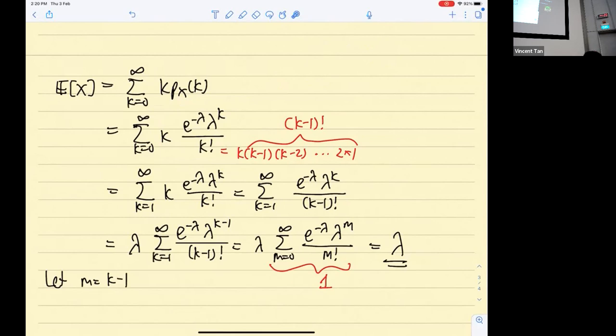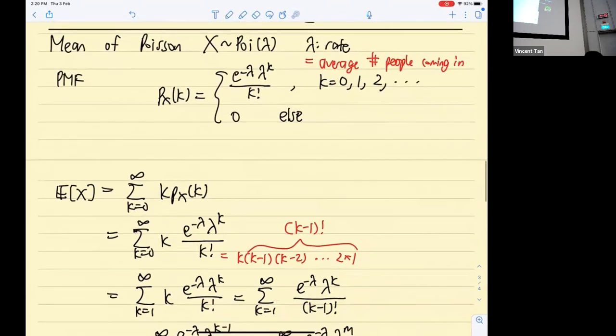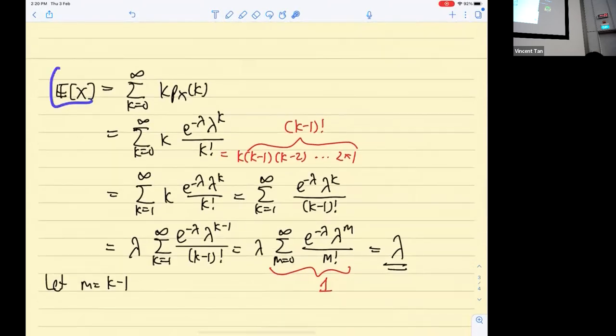Okay. So we start from k equals 1 here, and we retain the same old expression. Now we cancel one of the k's here. We have k minus 1 factorial. And we bring out one of the lambdas here to here, and we are left with this. But this is summable, and the fact of the matter is this sums to 1. And so we recover just the prefactor lambda. So as I mentioned, for a Poisson random variable, lambda is the average number of people coming to your shop. That is justified by the expectation value of X following a Poisson random variable being exactly equal to lambda.